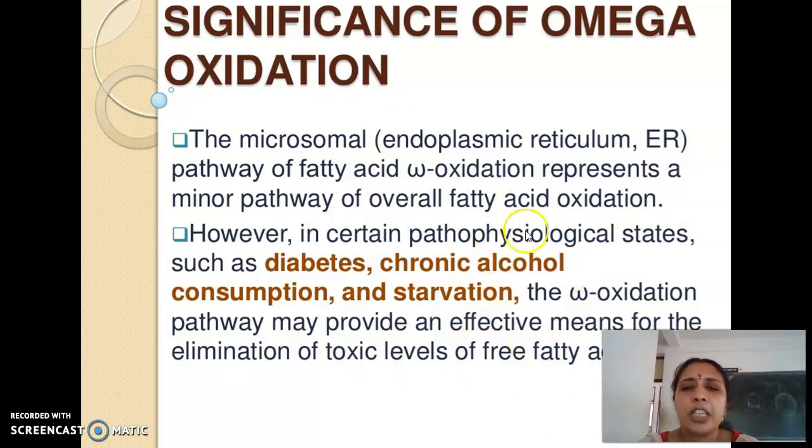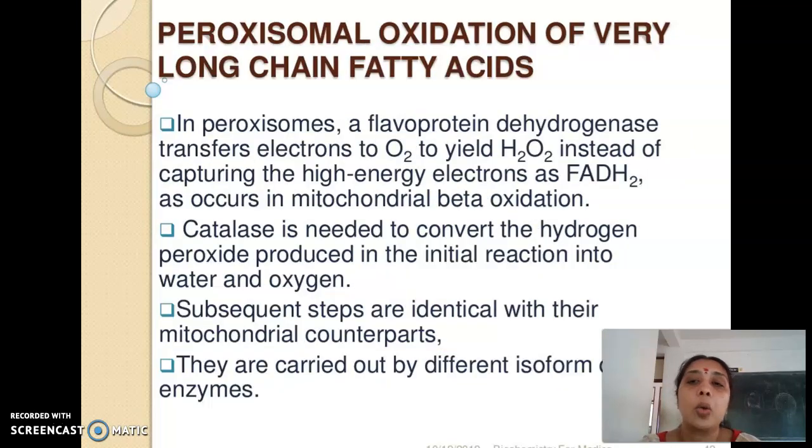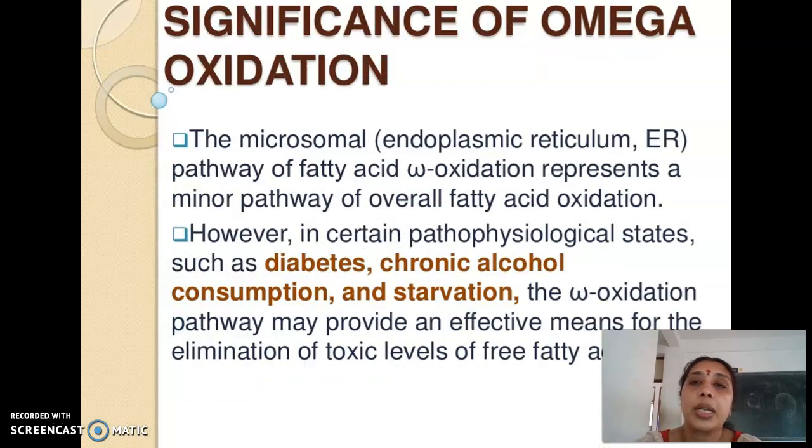So it can provide an effective means for the elimination of toxic levels of free fatty acids. Omega oxidation is happening to protect the body so that free fatty acids do not accumulate. So that is all about the oxidative pathways of fatty acid oxidation. We have started with beta oxidation, continued with peroxisomal oxidation, alpha oxidation, and finally omega oxidation.